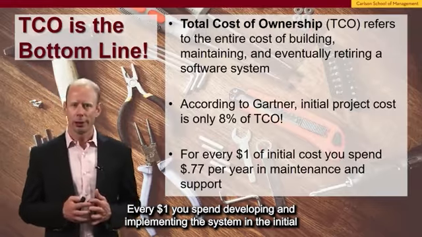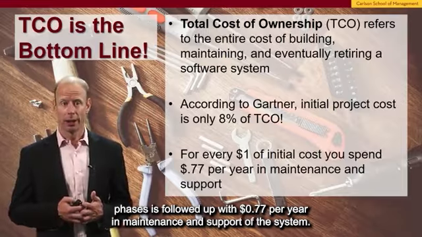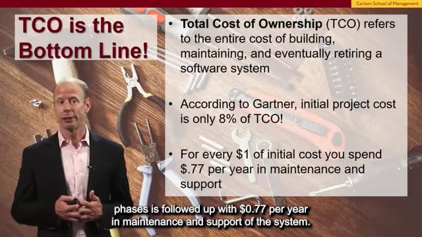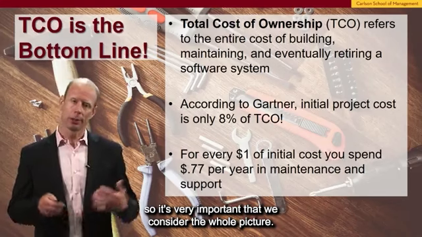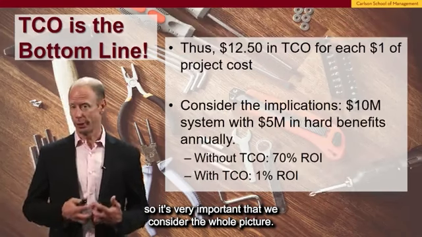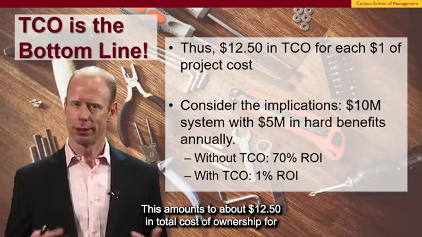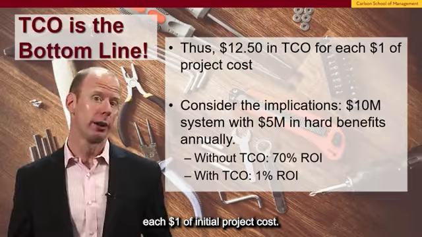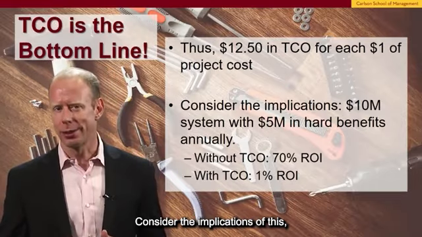Every $1 you spend developing and implementing the system in the initial phases is followed up with 77 cents per year in maintenance and support of the system. So it's very important that we consider the whole picture. This amounts to about $12.50 in total cost of ownership for each $1 of initial project cost. Consider the implications of this.